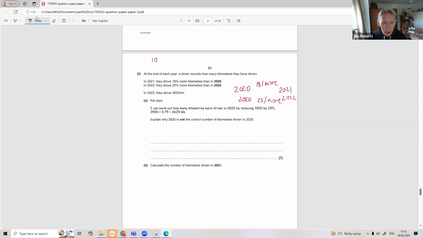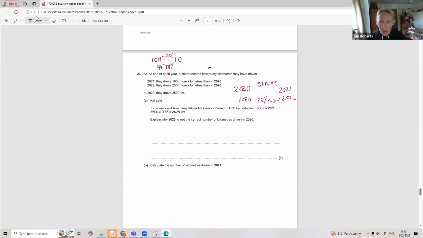Right, if you had 100 and you increased it by 10%, you get 110, right? If you then took your answer and decreased it by 10%, well, 10% is 11, take it off as 99, you don't get the same answer here because you've got more of an amount. So you cannot do it by reducing it by 25%.